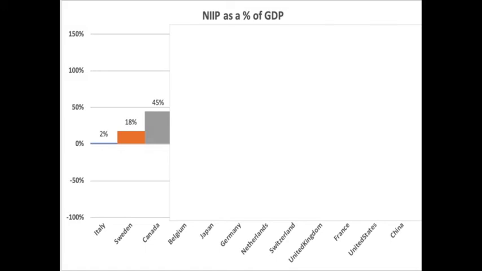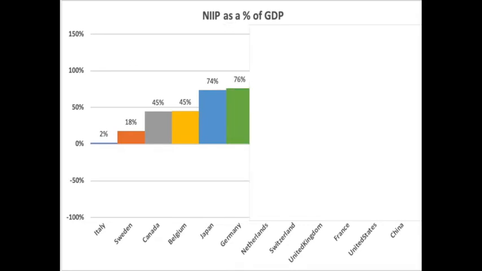Canada, 45%. Belgium, 45%. These socialist paradises, my God, look at that. They own more than foreigners own of them. Japan, 74%. Germany, 76%. What do these two nations have in common? For decades, they ran chronic, or large, I should say, trade surpluses.